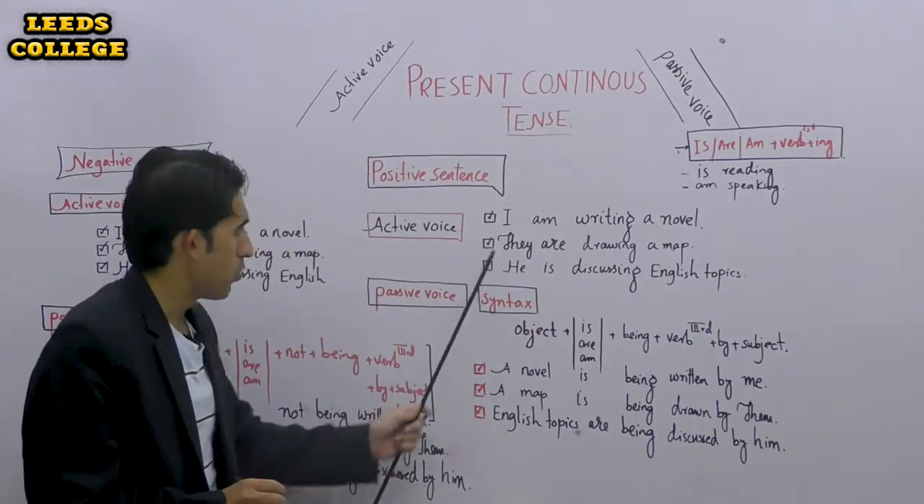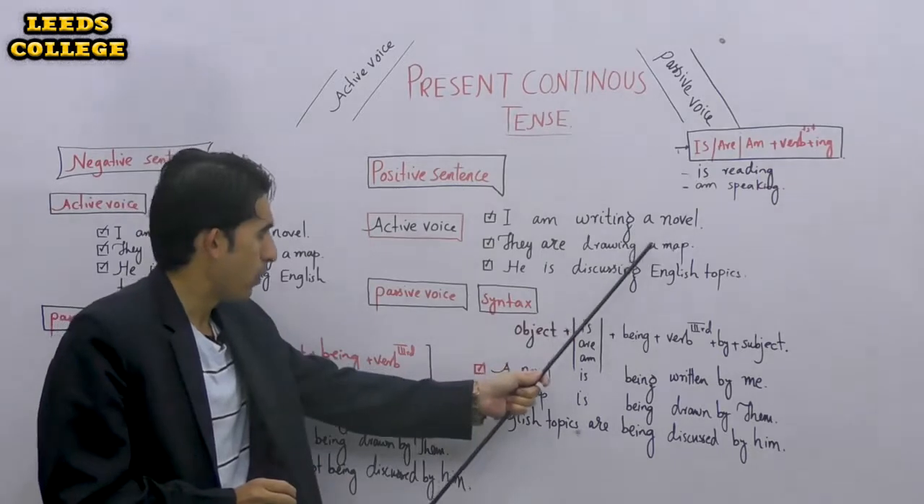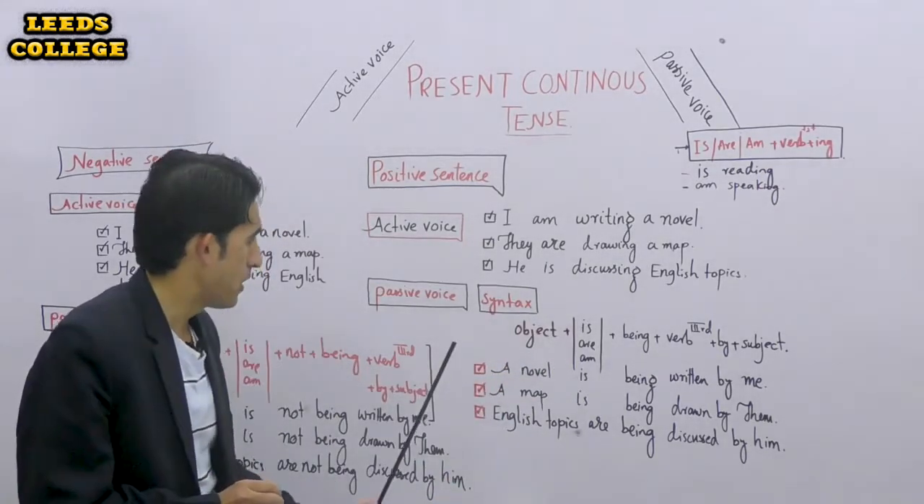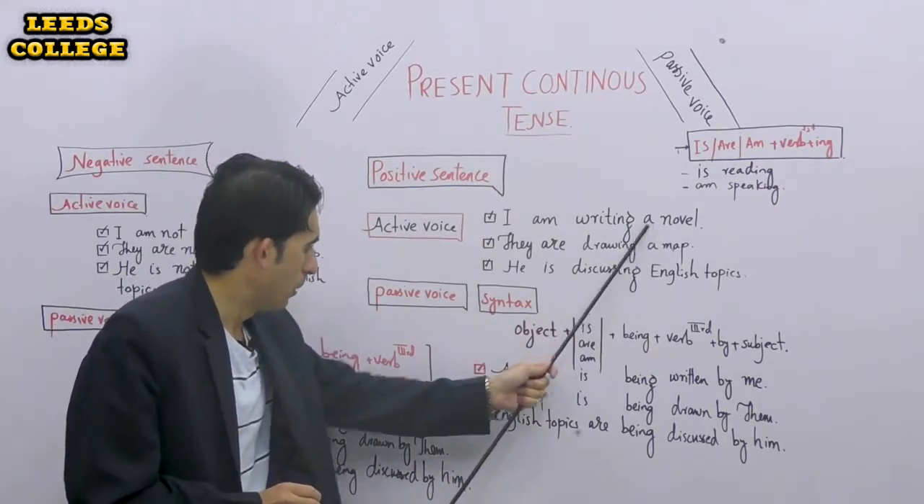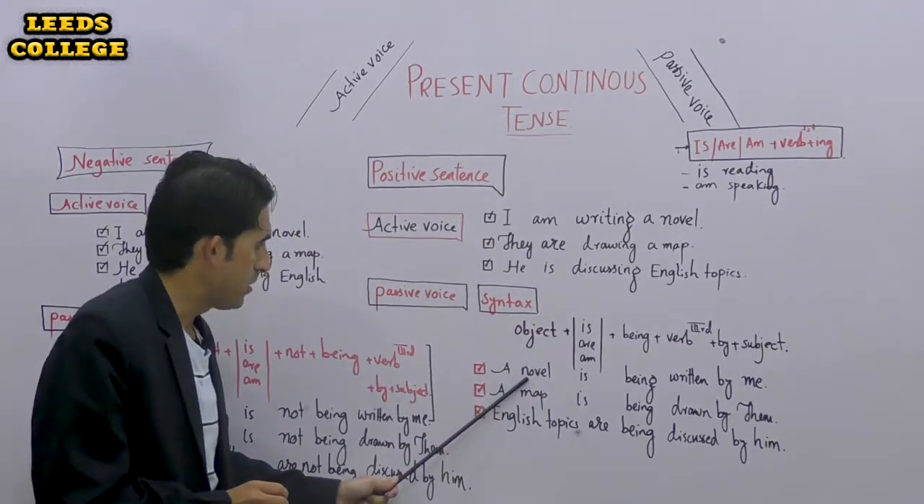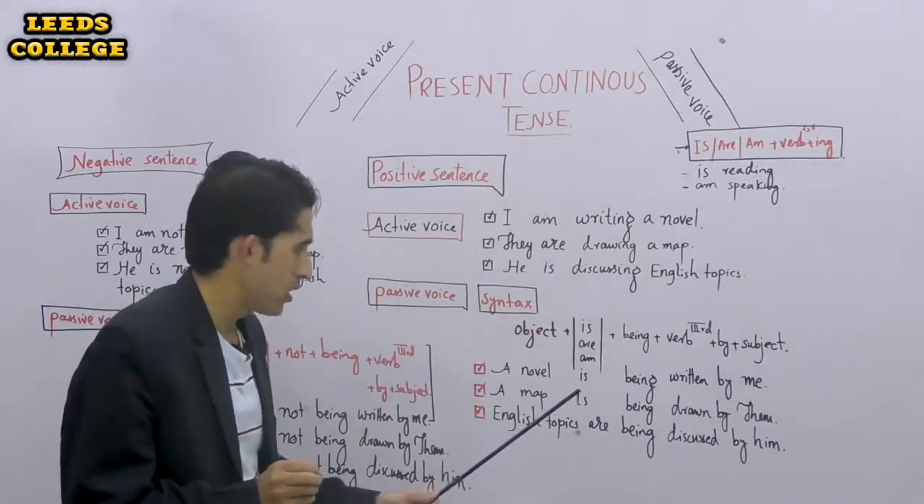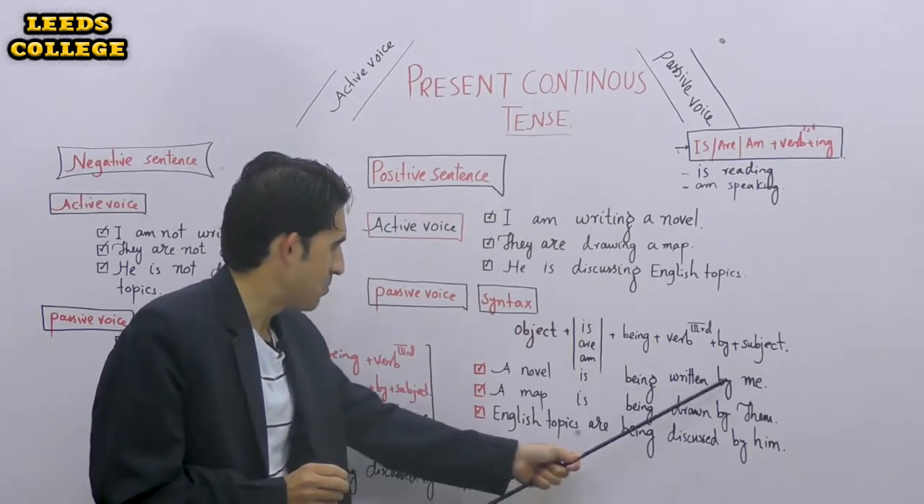We take the first active voice, I am writing a novel. Now how do we change this into passive voice? We have an object right here, a novel. It comes at the beginning of the sentence. As it is singular, we take the singular auxiliary: is being written by me.